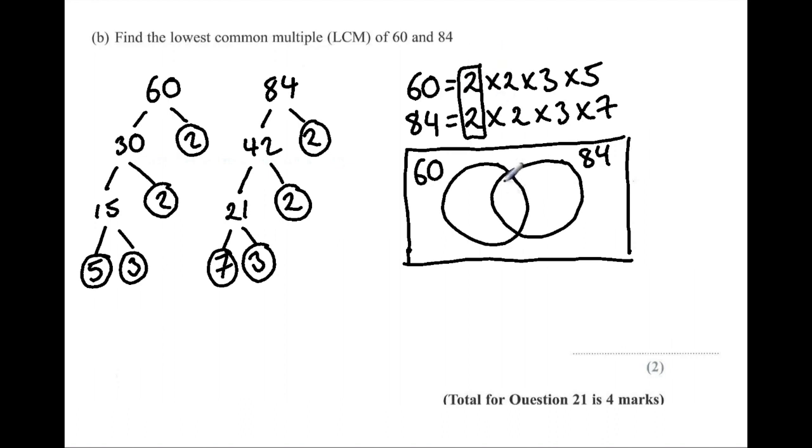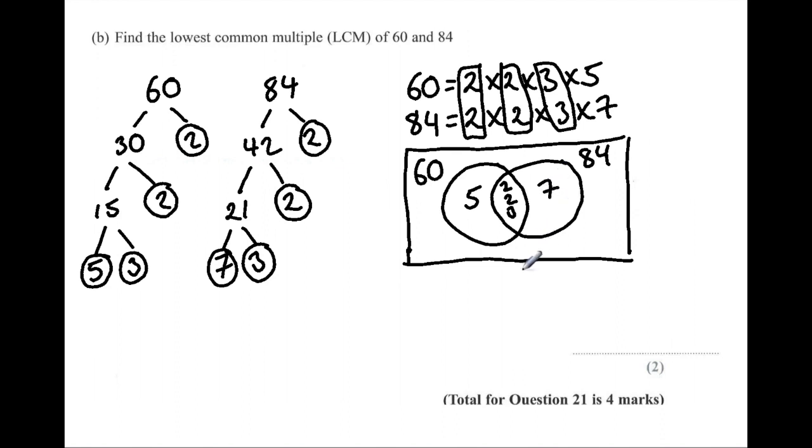So one set of 2's, we can put it over here. We have another set of 2's, which is common between the two numbers, 60 and 84. And we have another set of 3's, which goes over here. And then we have a 5 and a 7.